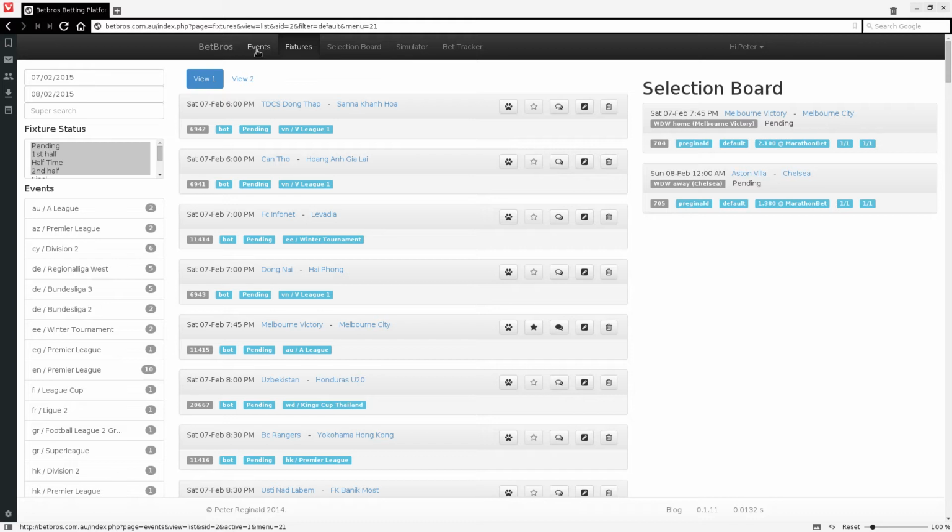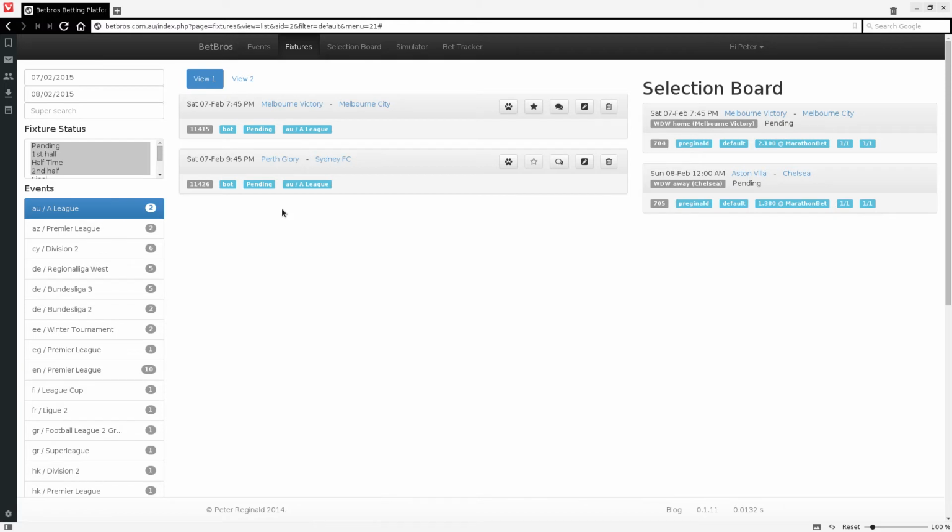So to give you some context, it's currently 8:33 p.m. on Saturday, the 7th of Feb, and at the moment, let's just use Australian A-League as an example. Melbourne Victory versus Melbourne City has already started, so that leaves Perth Glory versus Sydney FC to kick off in less than an hour.